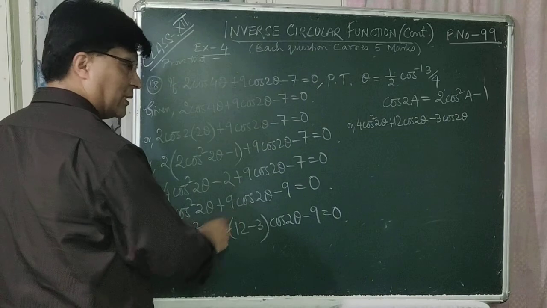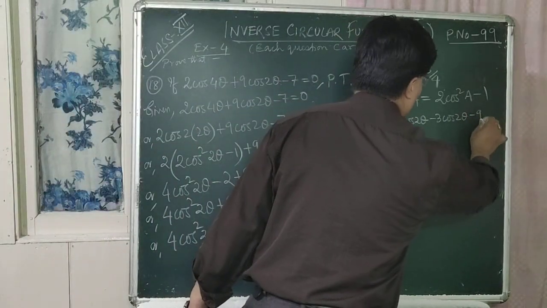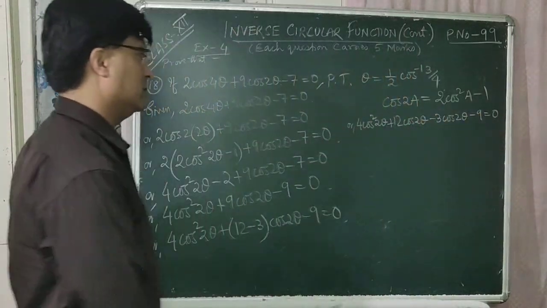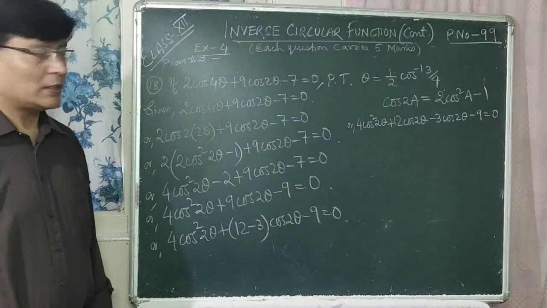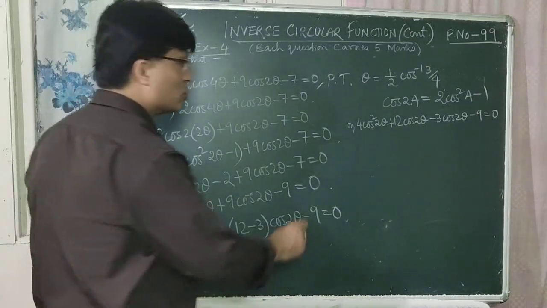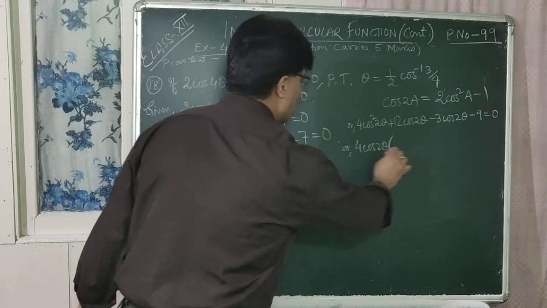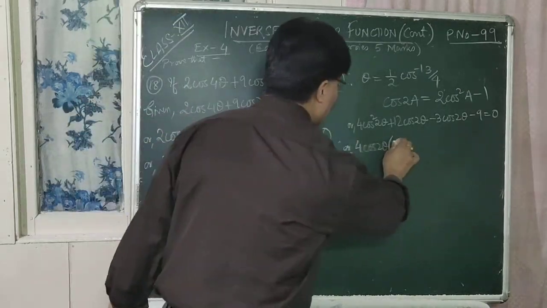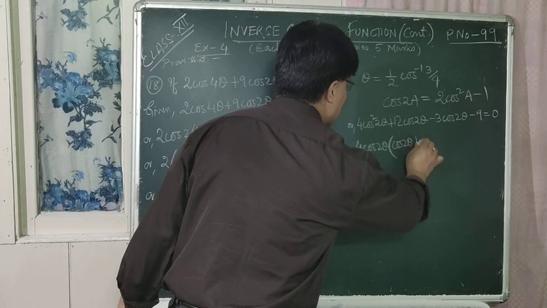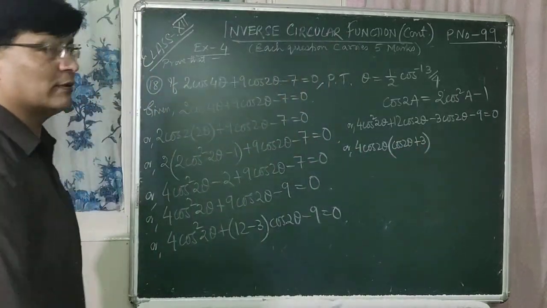Minus 3 cos 2 theta, then minus 9, which is equal to 0. Okay? So now take common from the first two terms. What is common here? 4 cos 2 theta is common. Within the bracket, what do we get? It is cos 2 theta plus 3, right?